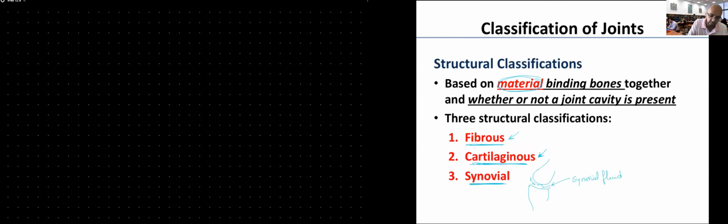So again, how do we classify the different joints according to two major factors? According to the degree of movement they allow, we classify as synarthrosis, they are immovable; amphiarthrosis, they are slightly movable joints; or diarthrosis, or diarthrotic joints, those are freely movable.